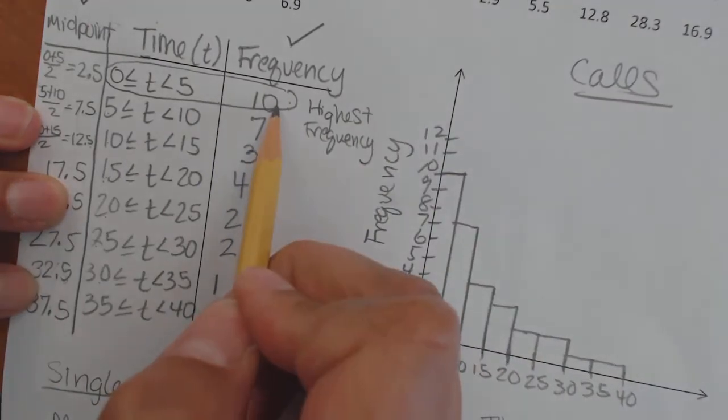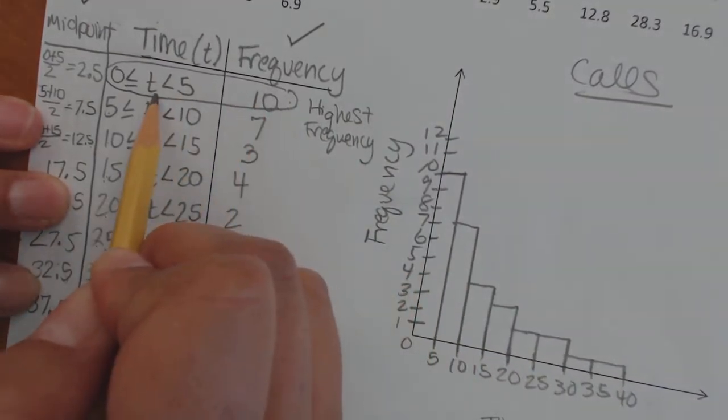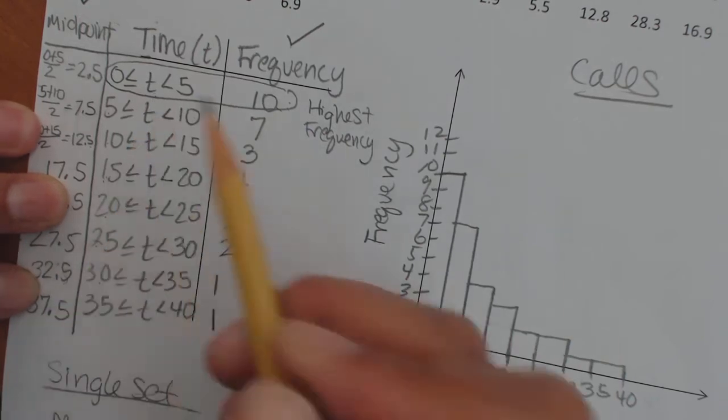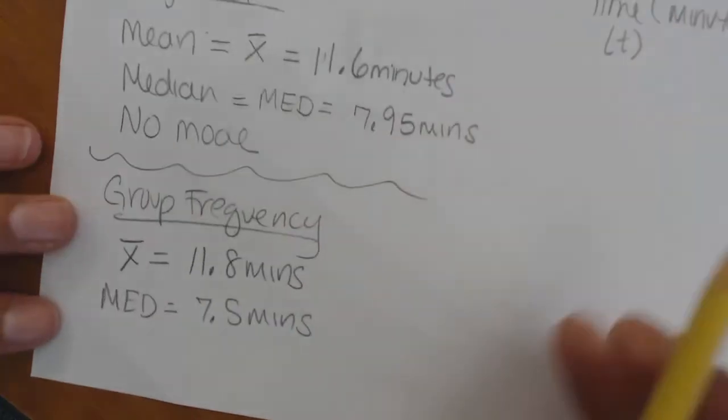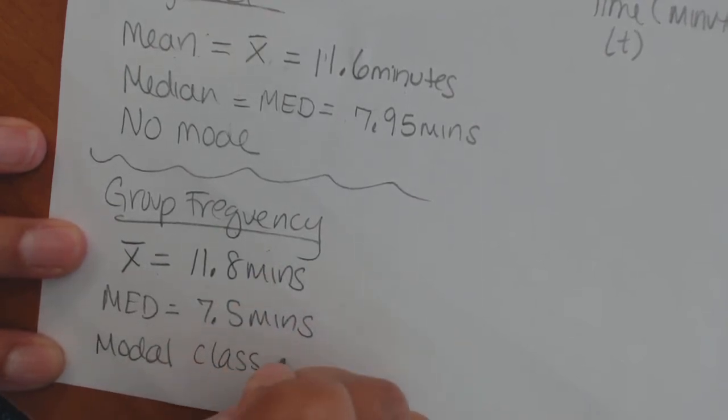So the highest frequency here is 10. So I look to see what group that is. That's 0 is less than or equal to t, which is less than 5. So our modal class, from looking at our grouped frequency, is 0 is less than or equal to t, which is the time, which is less than 5.